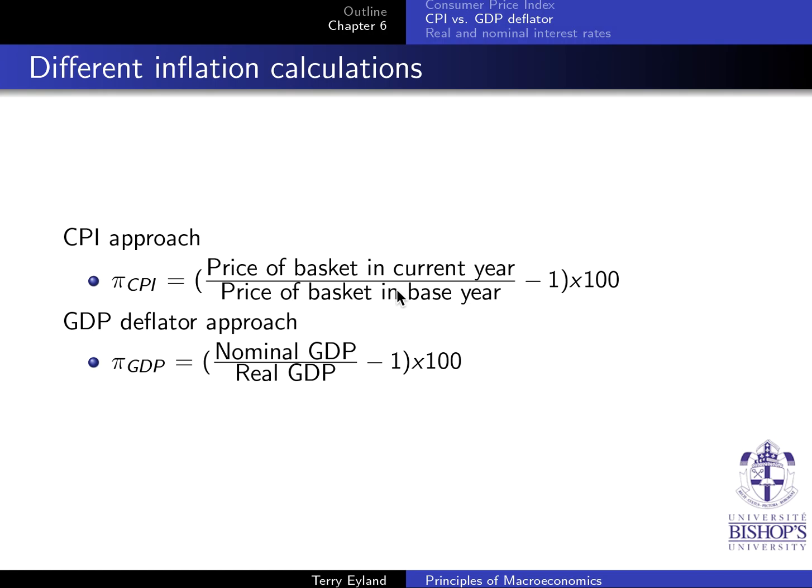Here we have the way to calculate inflation using the CPI approach and the GDP deflator approach. Essentially, the equations are pretty much the same. It's a certain number over another, minus 1, times 100. And essentially what's going on here is when we compare the two different numbers, it's the denominator and the numerator. Well, at the denominator, we have the quantities and price of the base year.